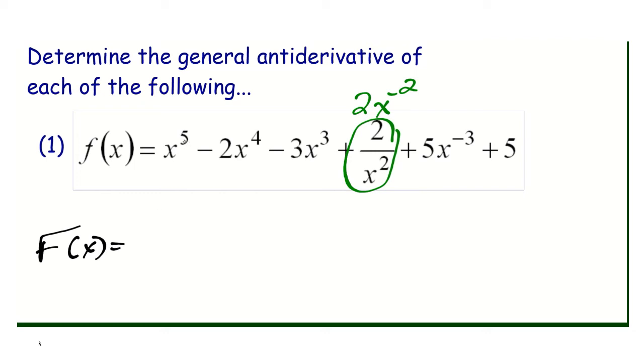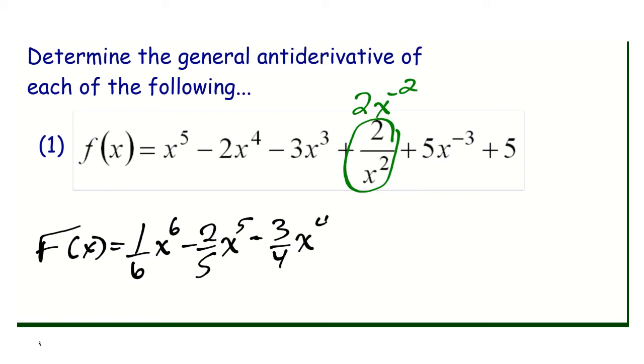Add 1 to your exponent. It's going to be 6. Divide by the new exponent. 1/6 x to the 6th. Minus. Add 1 to your exponent. It's going to be 5. Divide by your new exponent. So 2/5 x to the 5th. Subtract 3/4 x to the 4th.